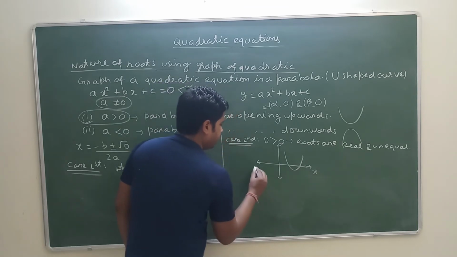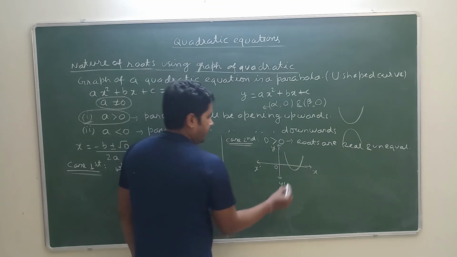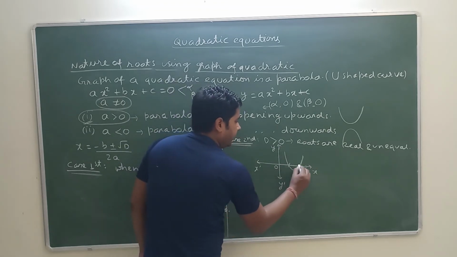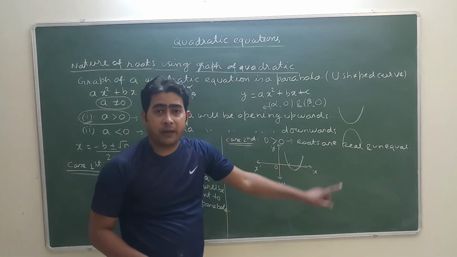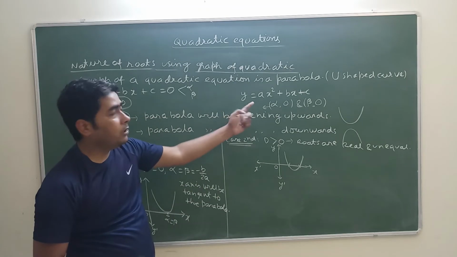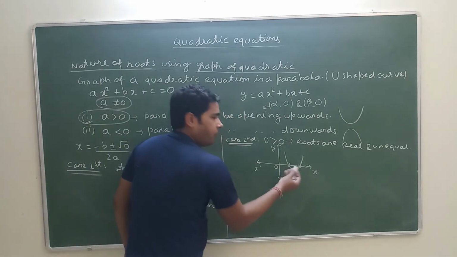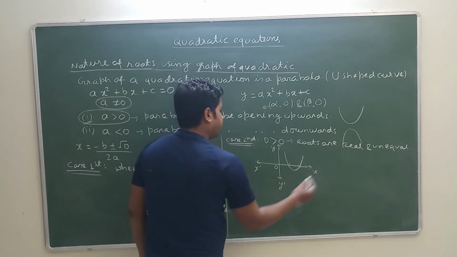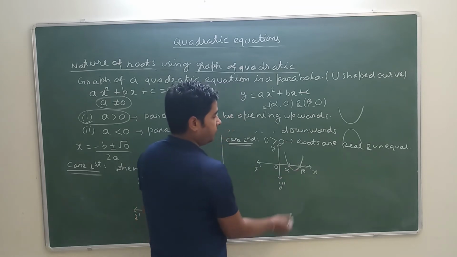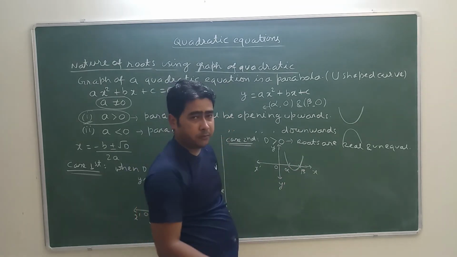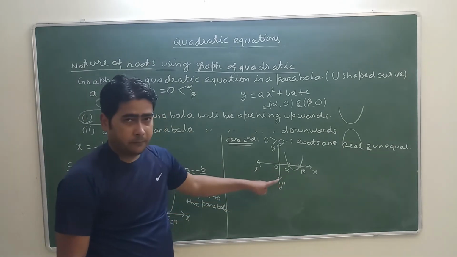This is x axis, this is x dash, this is y dash, and this is y. This is origin. So this graph will intersect x axis at two different places, so that we are having two possible values of x at which this y is equal to 0. These two are alpha and beta. Coordinate of this point will be alpha comma 0 and coordinate of this point will be beta comma 0, right? So for this situation, when the discriminant is positive, you will get this graph.